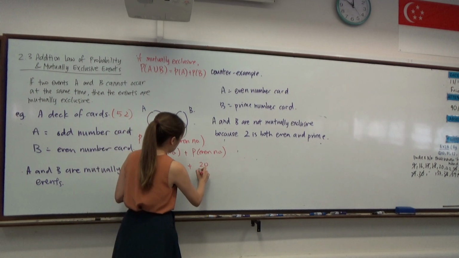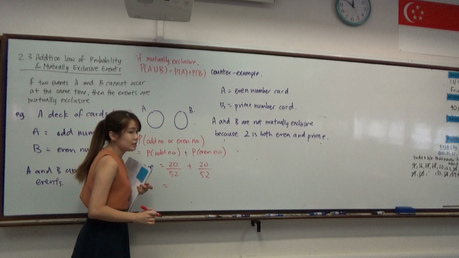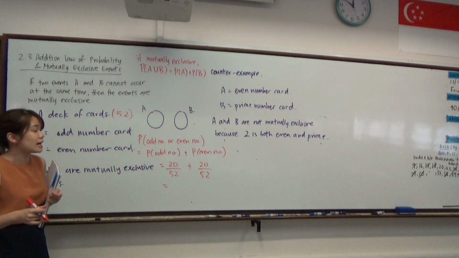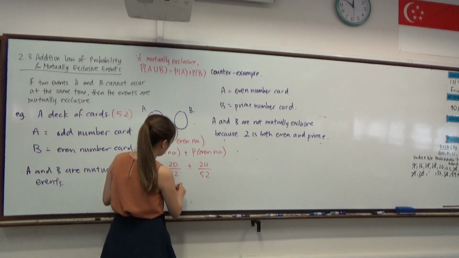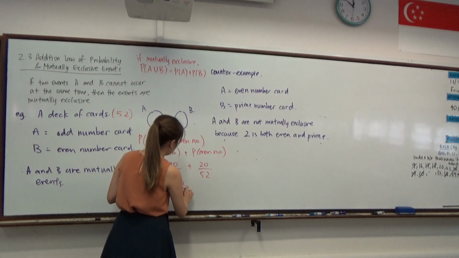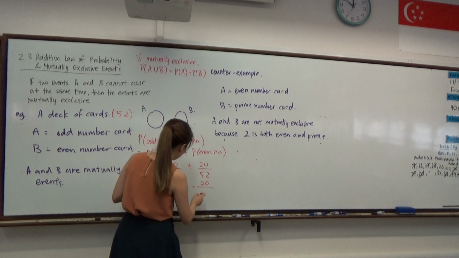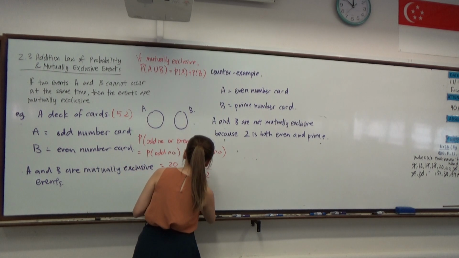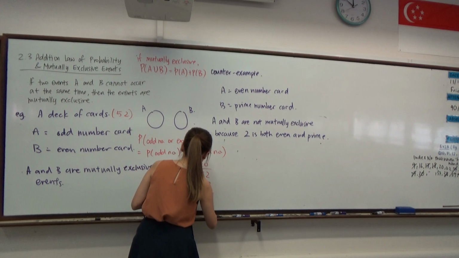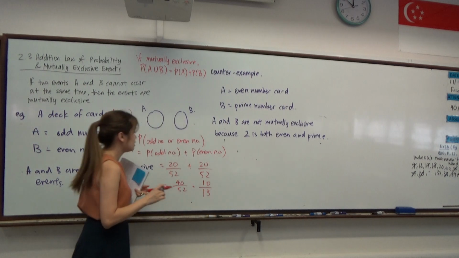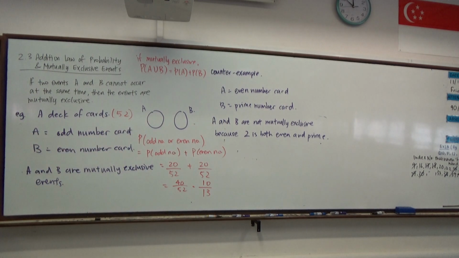Even number is also the same. Jack, Queen, King are considered picture cards. So that will actually be 40 over 52. Simplify and divide by 4, and that gives 10 over 13. Okay, so that would be the probability.